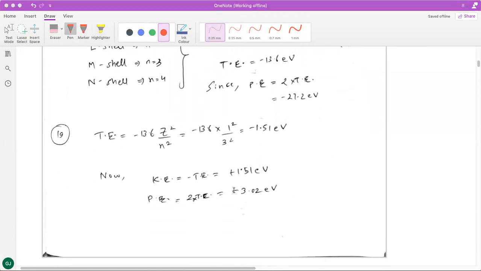Then the 19th question is a straightforward question based on the formula of how total energy is written. So you substitute the value of Z as 1 because it is a hydrogen atom, and n as 3 because of the third orbit being discussed, right? And then you understand how kinetic energy and potential energy are related to the total energy. So you get the answer.